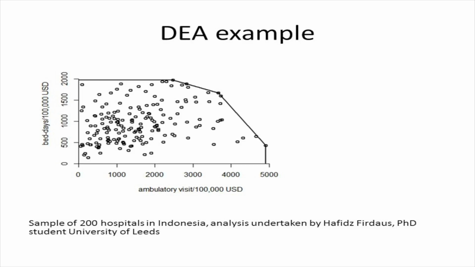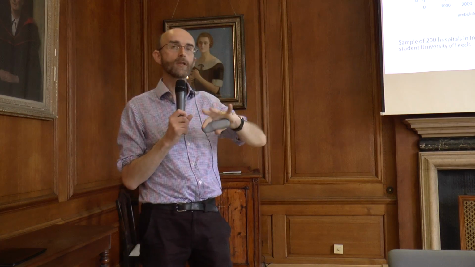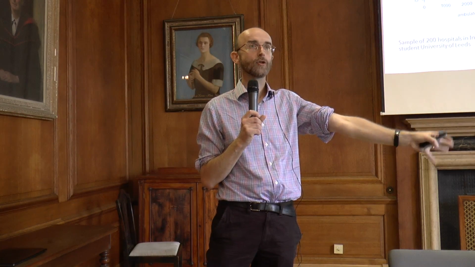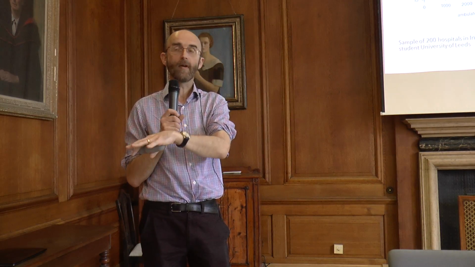They produce more than one thing. Here we've simplified the multi-product into two products. One is inpatients, or bed days, on the vertical axis, and the other one is outpatient visits or ambulatory visits on the horizontal axis. And some health facilities do a lot of outpatient and very little inpatient. Some do a lot of inpatient but very little outpatient.